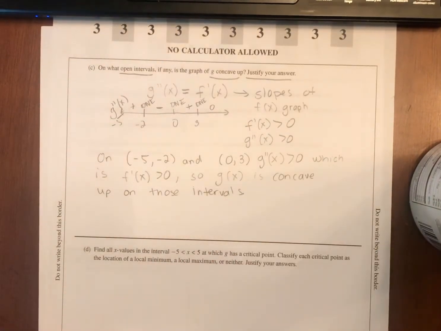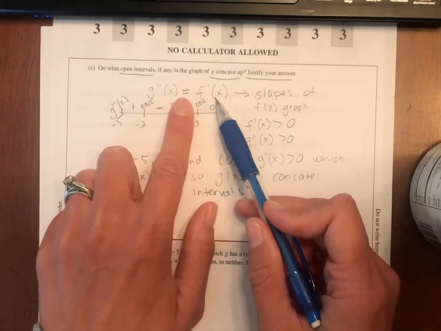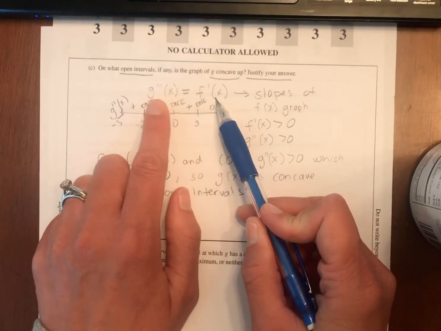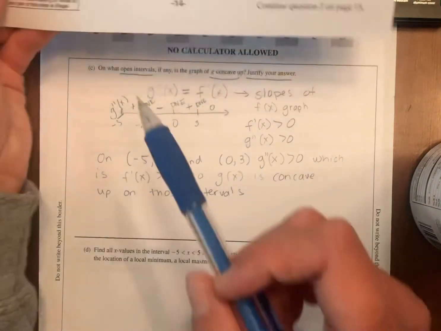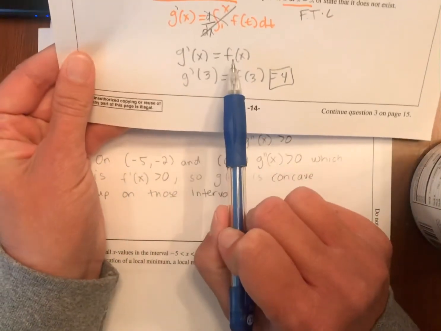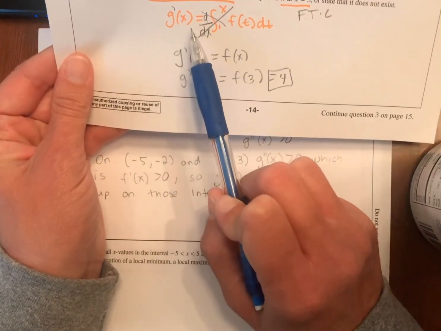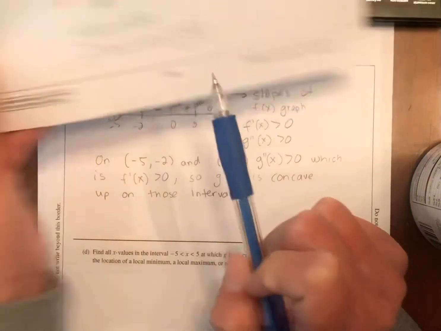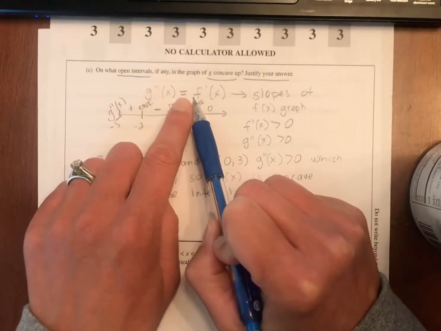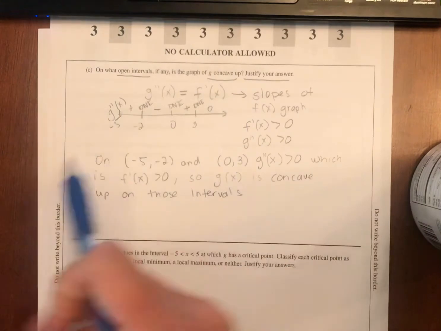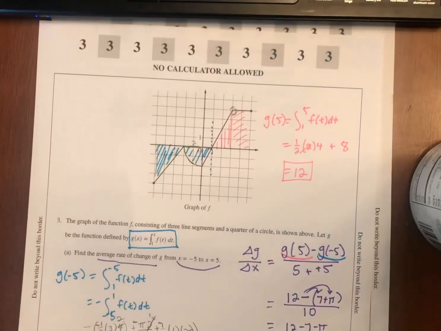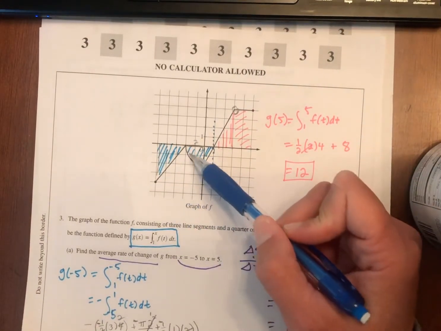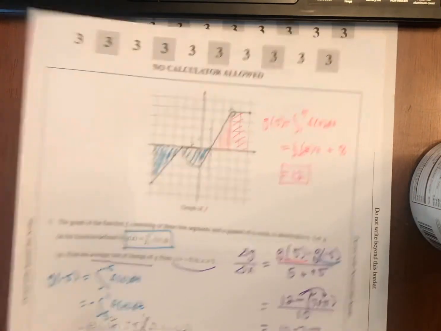A lot of people did this problem correctly, but a lot of people still really needed to write out these specific statements. Really think about what G double prime is, okay? I really started thinking about my assumption here. The derivative of G is f, so the second derivative of G has to be f prime. And then remember to think about the slopes increasing and decreasing on this graph to help you answer that.